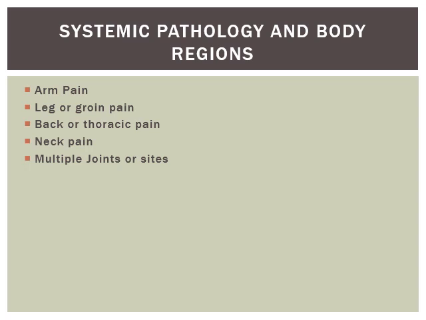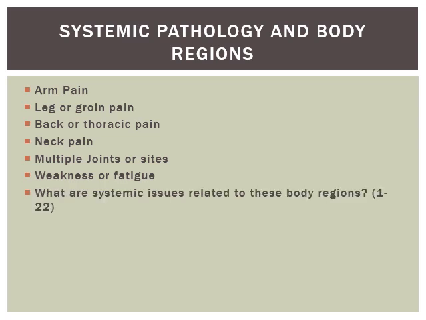Neck pain, multiple joints or sites can tell you that there's various issues, weakness or fatigue. So if you go and look at your table here, look at what systemic issues are related to these different areas of the body. So for instance, I'll talk about one right now. Pain in the right arm many times is indicative of a liver injury.